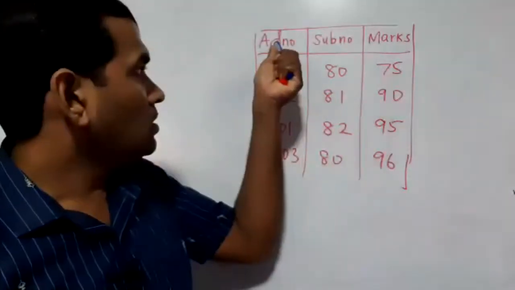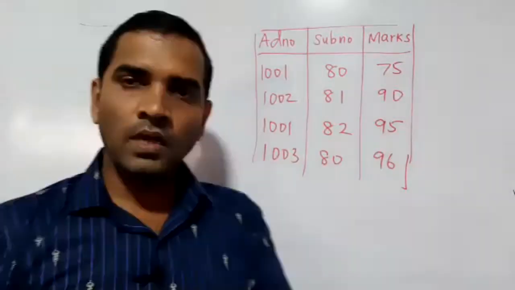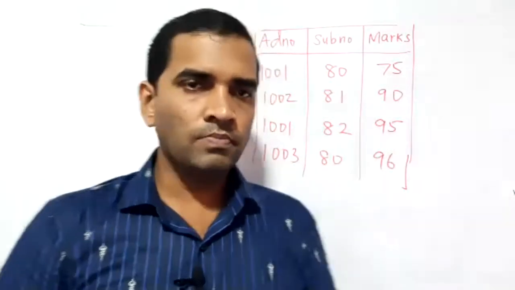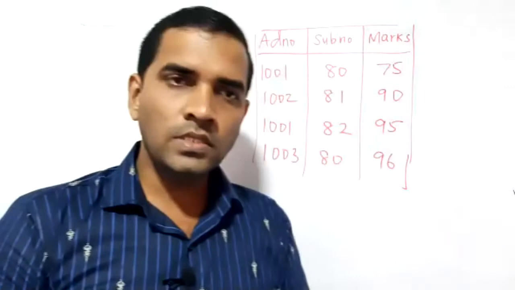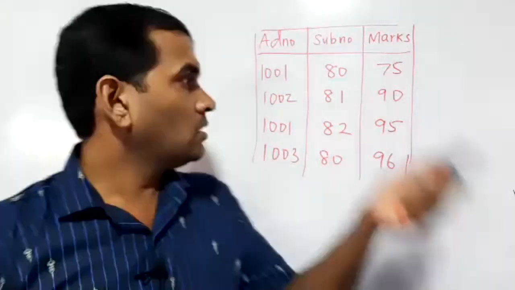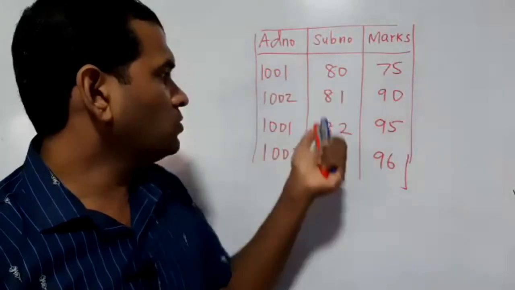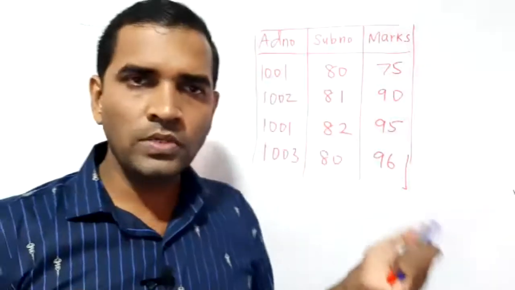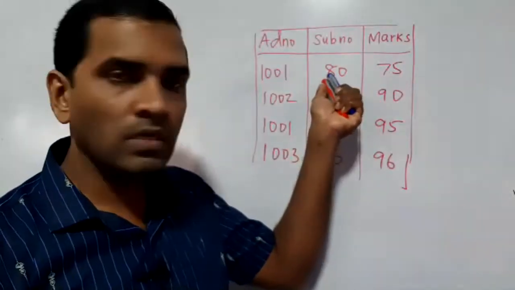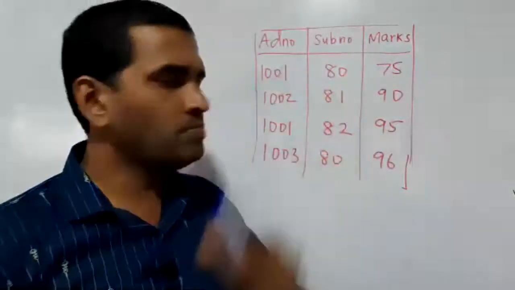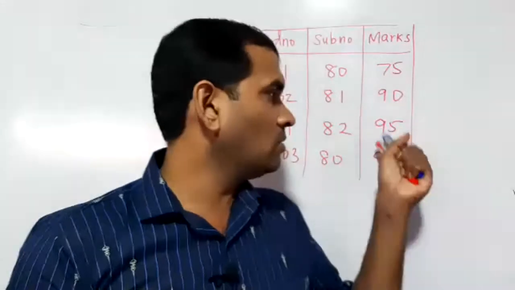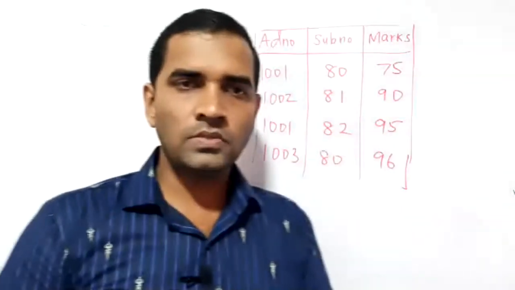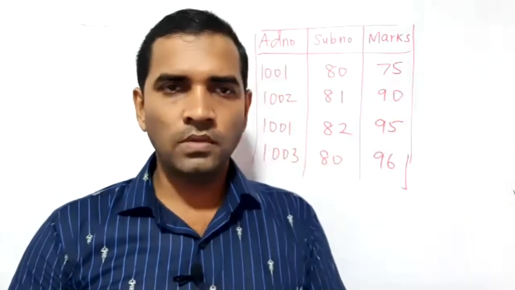Let's check whether this admission number has the eligibility for becoming the primary key. Look here, admission number 1001 is repeated, which is duplication, because one student sat for 2 subjects. 1001 sat for 80, which is one of the subjects, and obtained 75 marks. The same student sat for 82, another subject, and obtained 95. So admission number is repeated and cannot become the primary key.